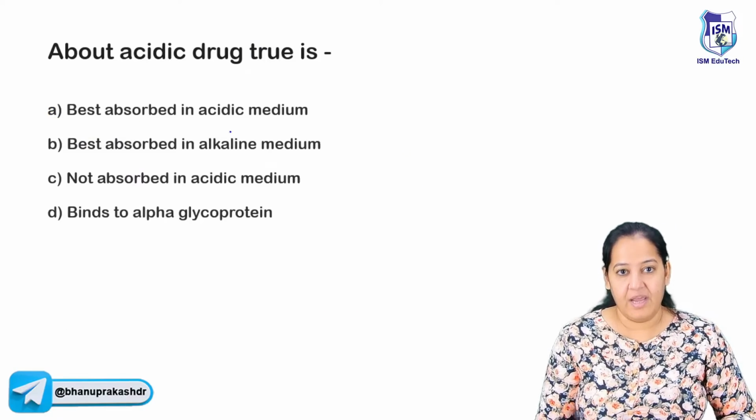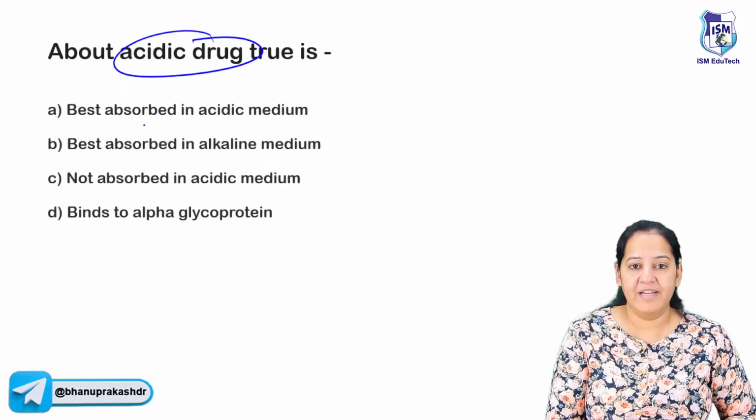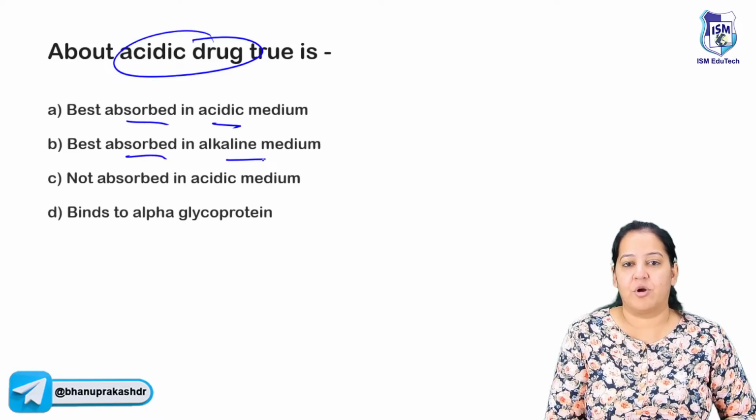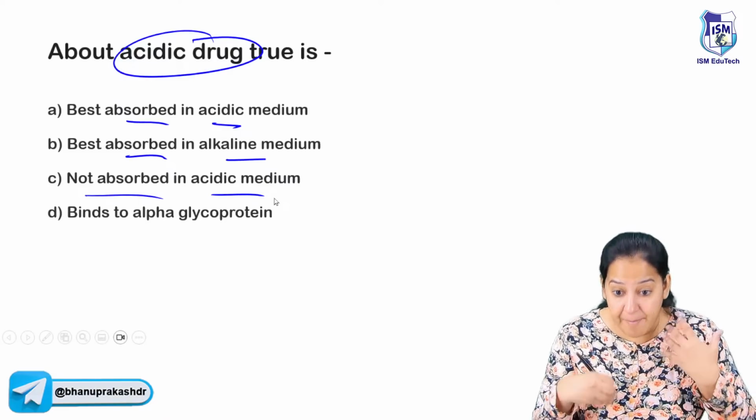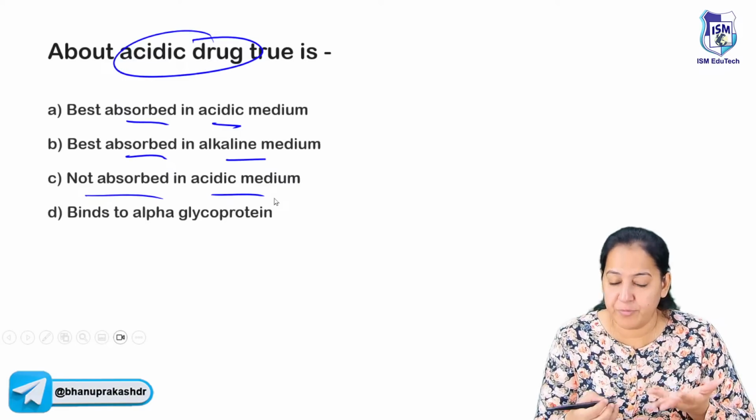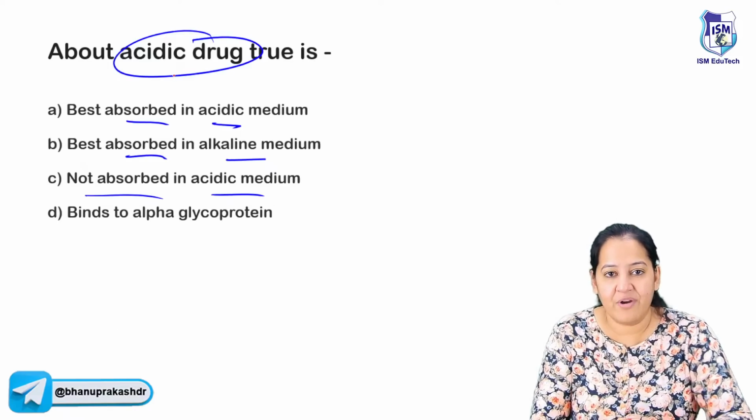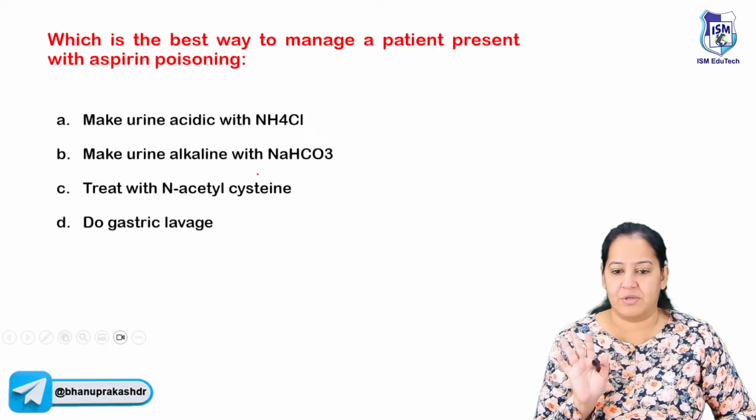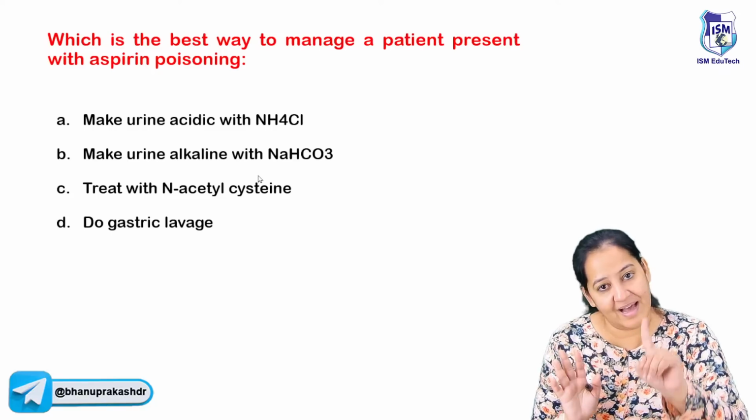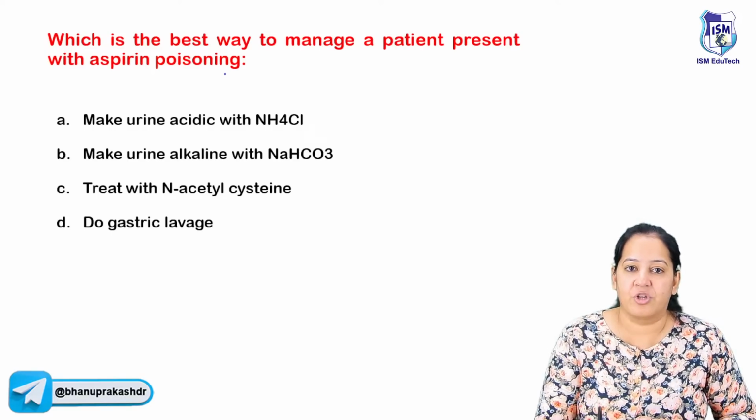Okay. What is true about an acidic drug? It is best absorbed in acidic medium, or best absorbed in alkaline medium, or it is not absorbed in acidic medium? For absorption, the same medium is required. So an acidic drug is absorbed in acidic medium. This is how you have to attempt. You get many questions out of that. Okay, got my point? Last question based on this. Then we will come to the next concept quickly.